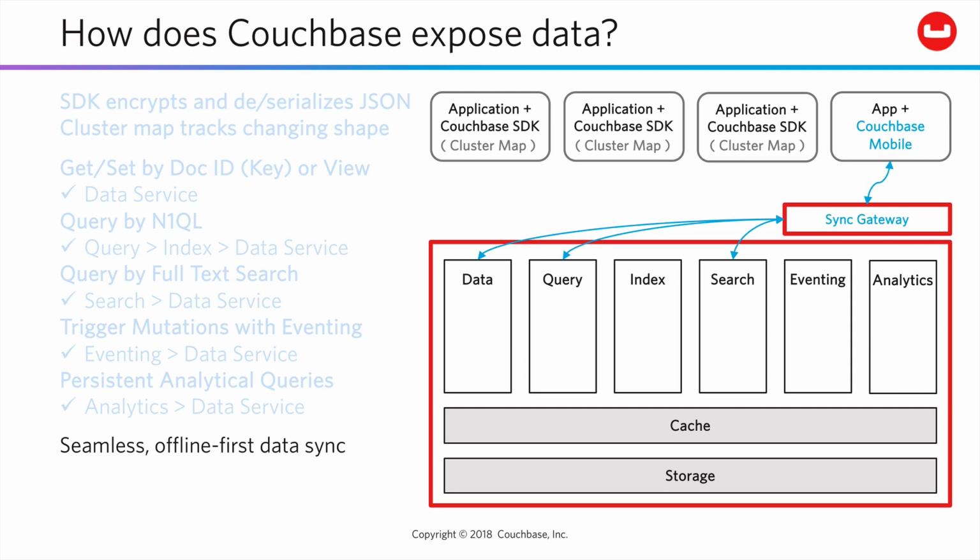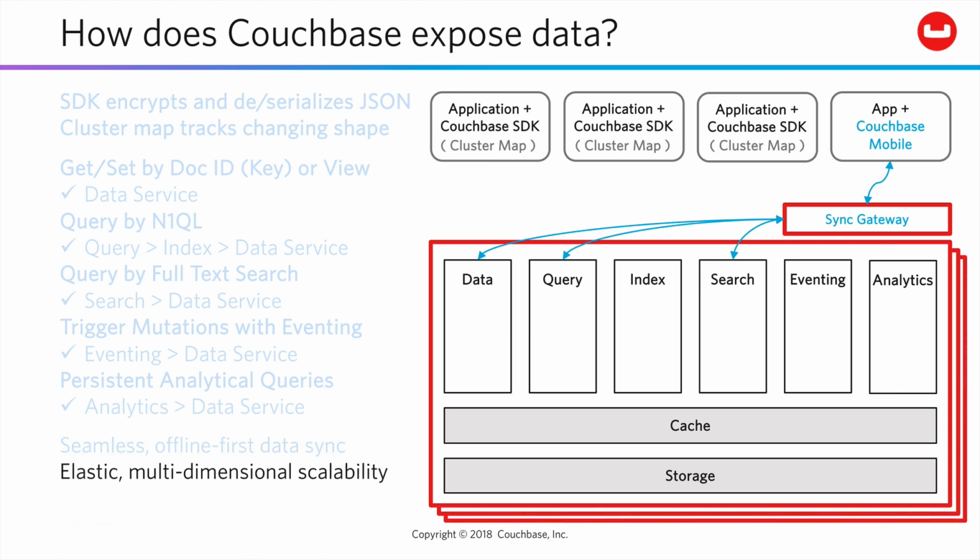These methods are accessible not only directly, but also via the offline-first architectures made possible by Couchbase Mobile. And it's worth remembering that although this illustration depicts all these services on one node, in reality your full cluster would be involved, with various services scaled on appropriate hardware, again all tracked by the SDK cluster map.